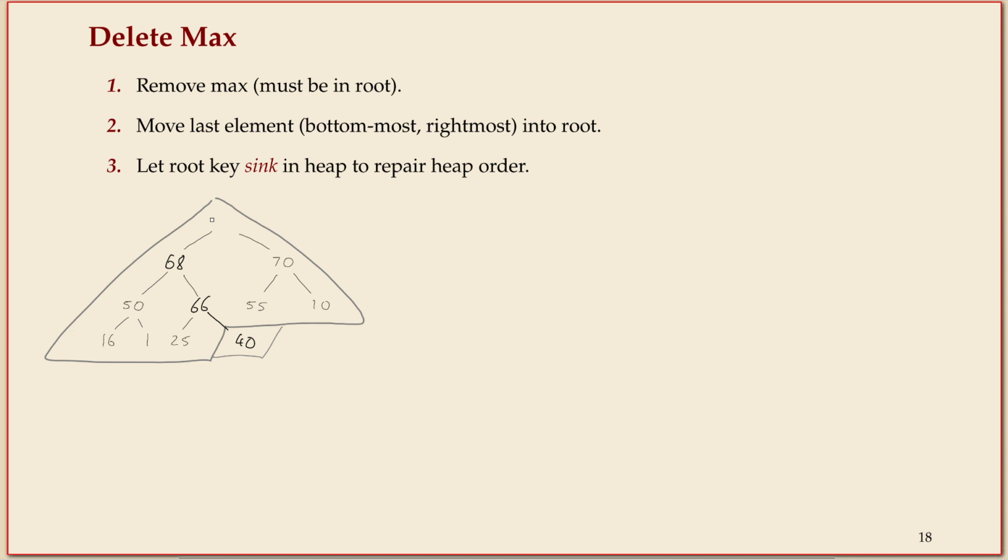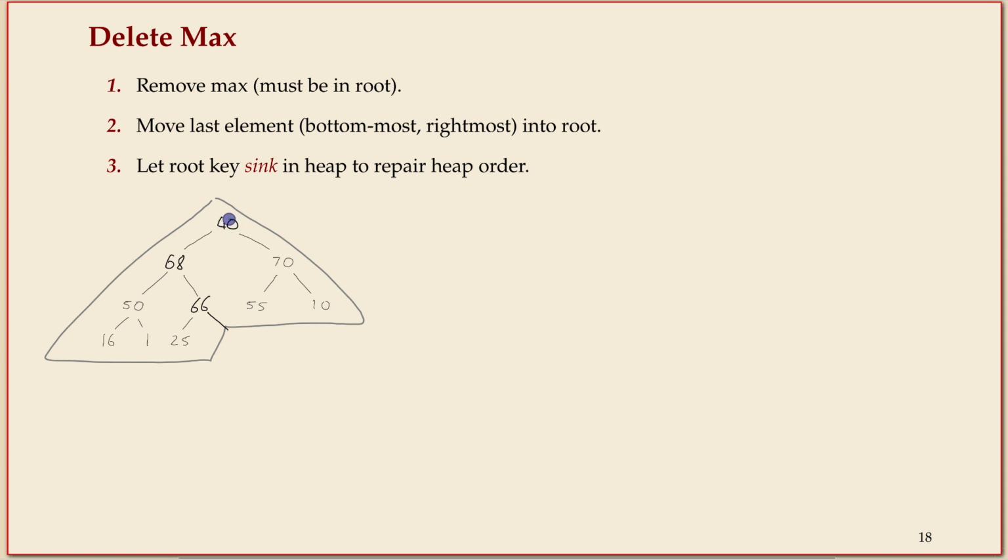We just remove it. But now we have a gap in the tree, so we can't really leave it like this. It's not a valid heap. So we have to put some element there. Now again, the heap shape means if I want to shrink the heap by one element, I know what shape it's going to have. I have to take away this element in the last layer, the rightmost. So what can I do? Well, let's just take this element and stick it in the root.